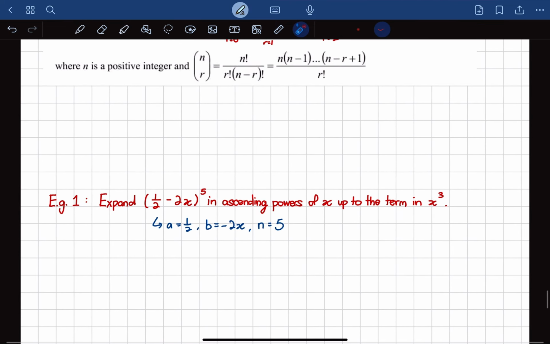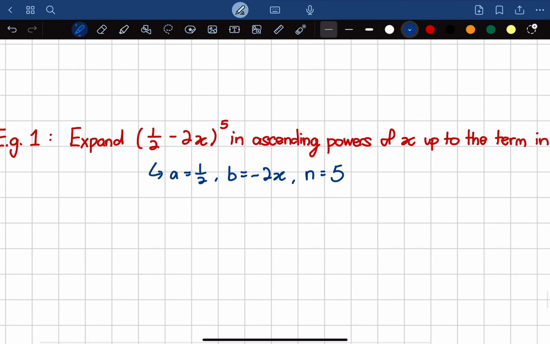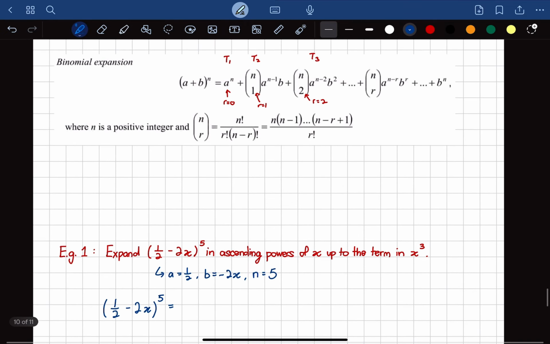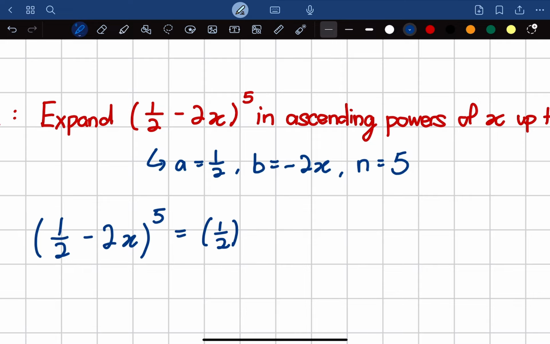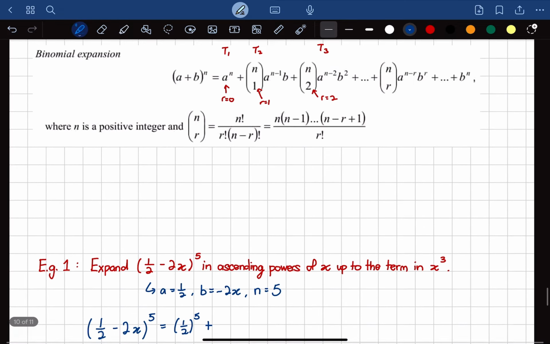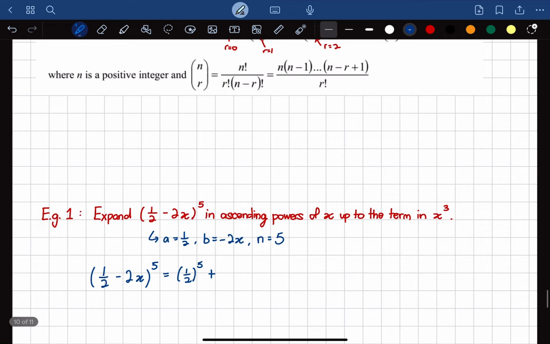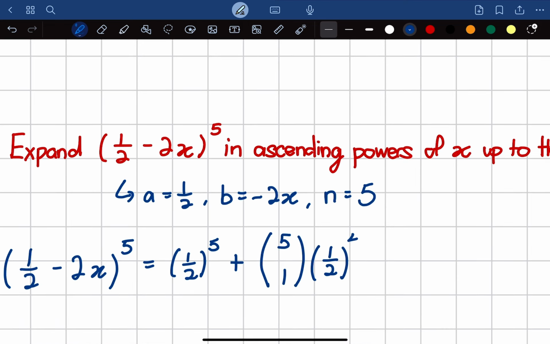Once I've identified this, then it will be very simple to apply the formula in order to find the expansion. So over here, half minus 2x, the whole thing raised to the power 5 is equal to, by the formula here, a power n. So this will be half power 5 plus, the next one is, n choose 1 times a power n minus 1 times b. So n choose 1, it will be 5 choose 1 times a power, now this n minus 1, so 5 minus 1 will become 4. And this b here is negative 2x.